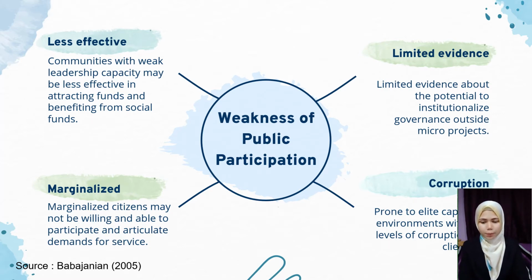Number two is about marginalization, where most citizens may not be willing or able to participate and articulate demands for service. Also, based on Babajanian's statement, there is limited evidence about the potential for institutional governance outside micro projects. And lastly is corruption. There is more prone to elite capture in environments with high levels of corruption and clientelism.